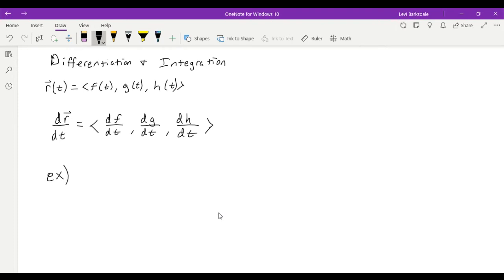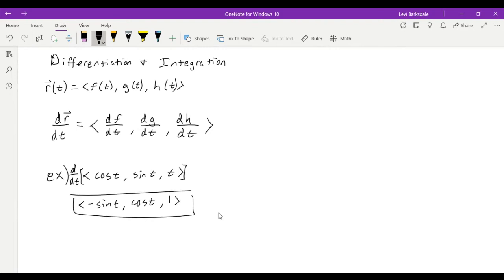And a quick example, we wanted to take the derivative of cosine t, sine t, t. Well, all we do, take the derivative of cosine t, we get negative sine t. Derivative of sine t is cosine t, and derivative of t is just 1. So that would be our derivative.